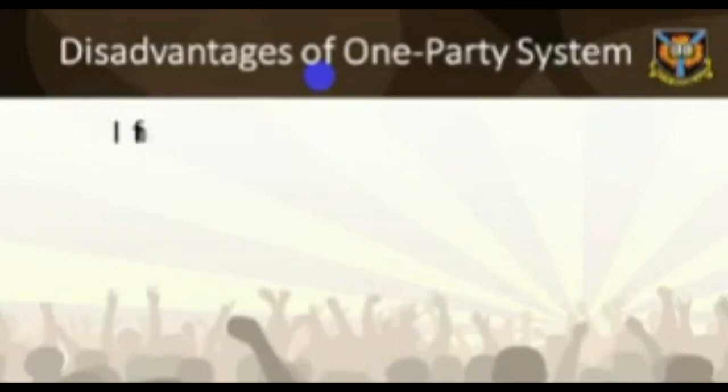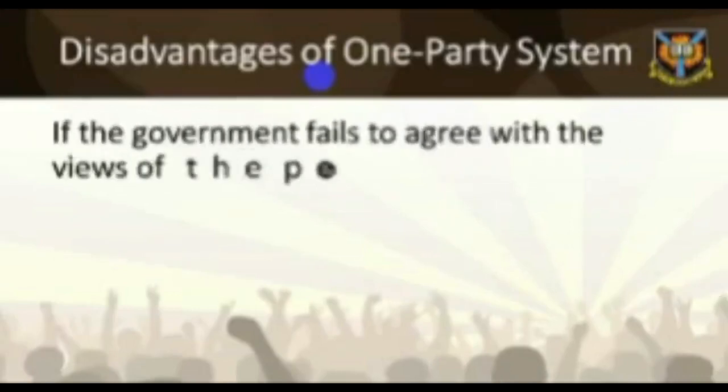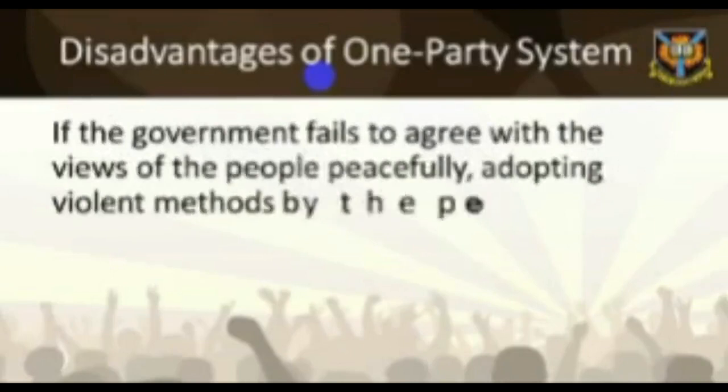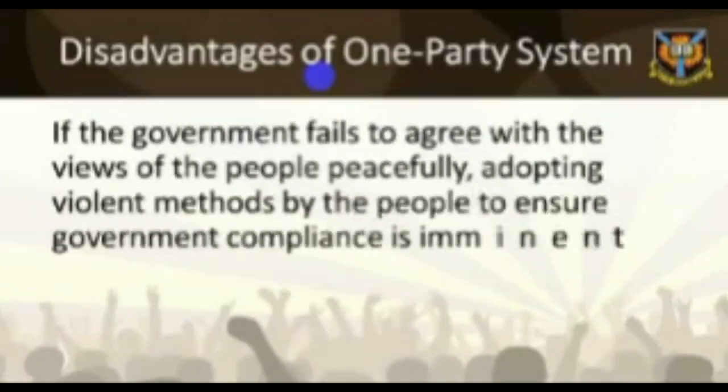And if the government fails to agree with the view of the people peacefully, adoption of violent methods by the people to ensure government compliance is imminent. The latter is capable of creating tensions in the polity, which will result in political instability.